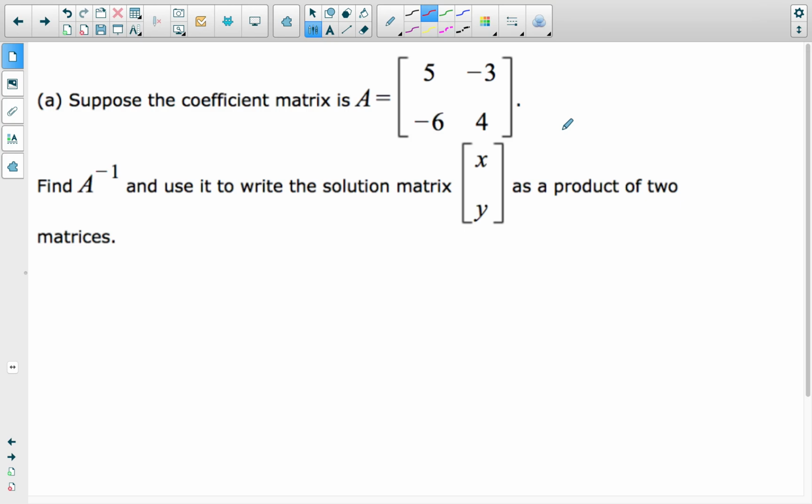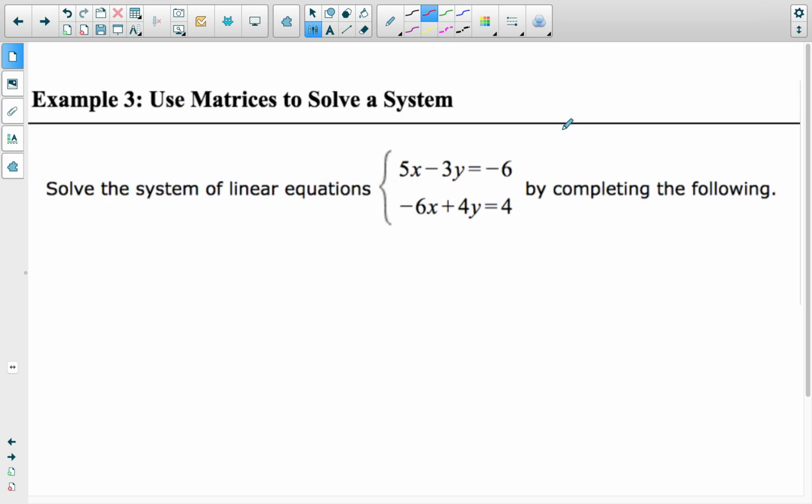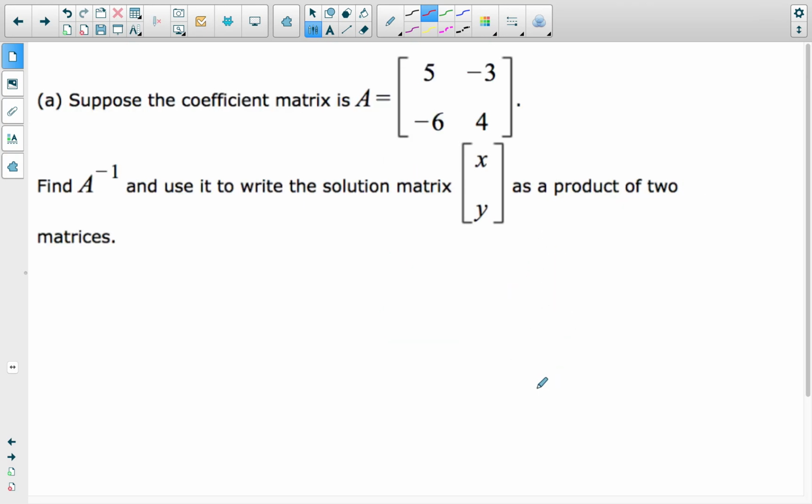All right, so what they did is they took our x coefficients, 5 and -6, and put them together in a column. And then they took our y coefficients and put them together in a column. And so we need to find the inverse of this. Remember, to find the inverse, we have to take 1 over the determinant of A and then multiply it times this stuff flipped around. So first we've got to find our determinant.